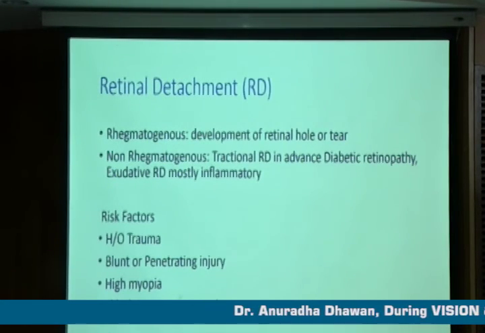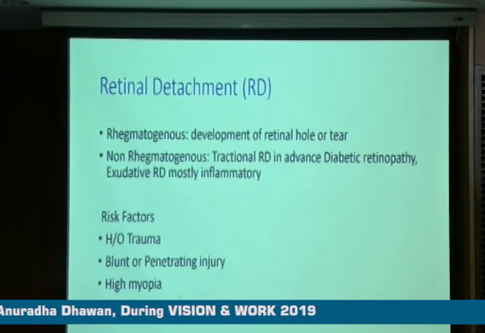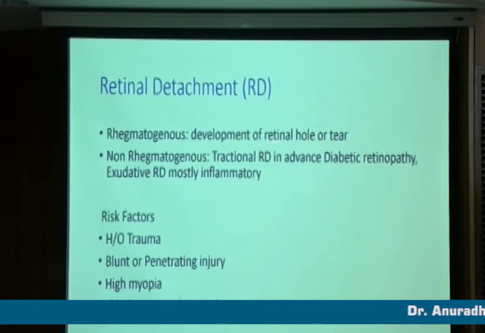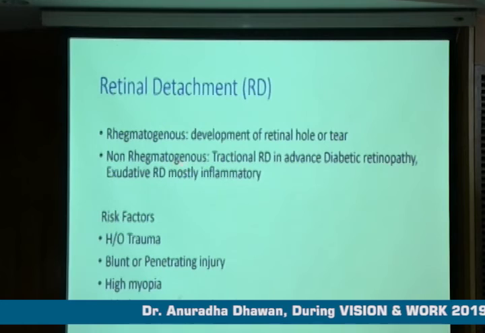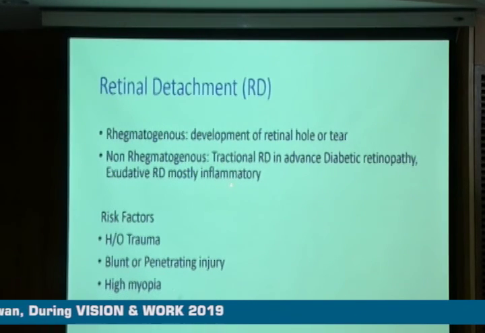So another condition I would like to touch upon is the retinal detachment. So retinal detachment happens mainly because of two reasons. One is labeled as rhegmatogenous, in which there is a pre-existing retinal hole or a development of retinal hole or tear due to trauma, or the non-rhegmatogenous, which we see in advanced diabetic retinopathy or in inflammatory conditions.